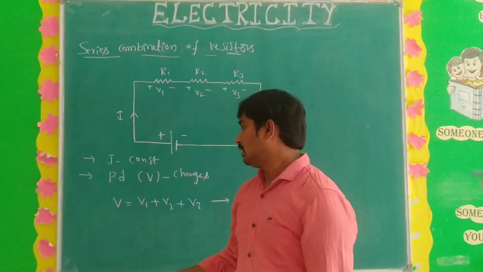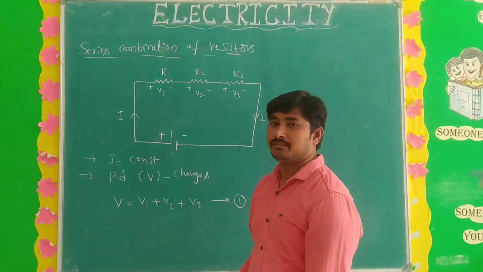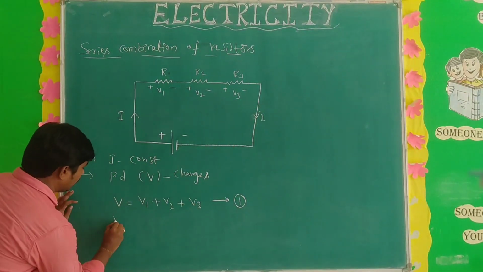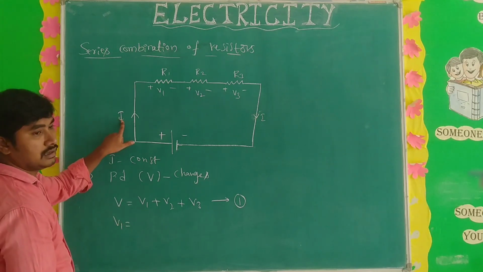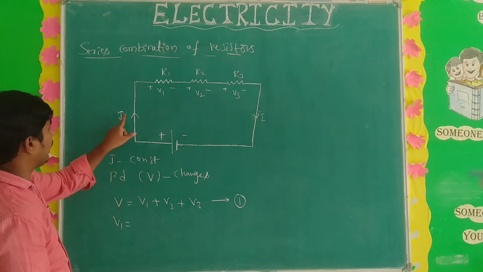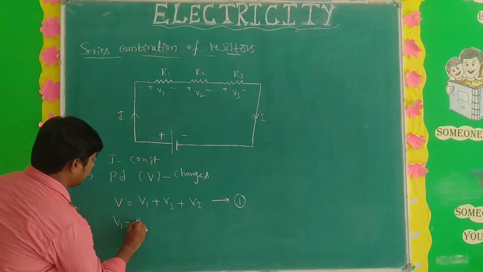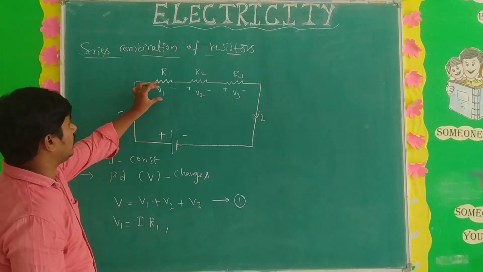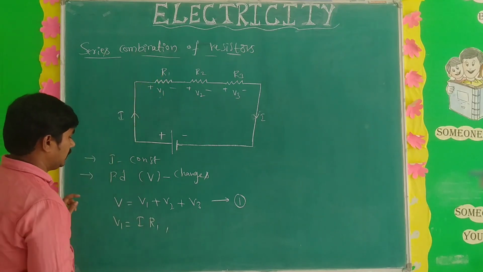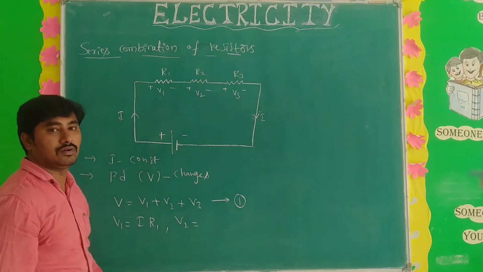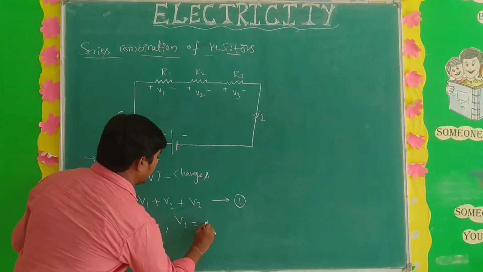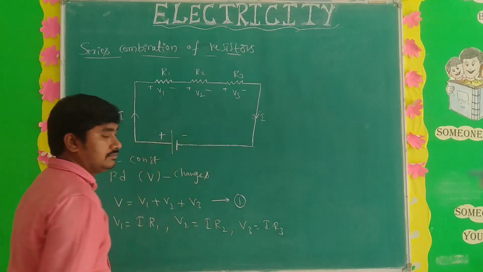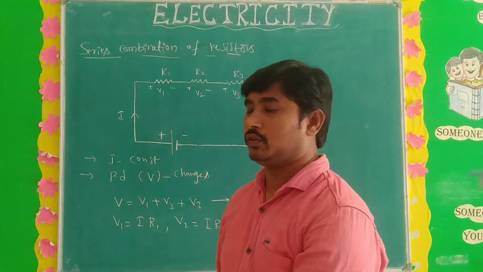So by using that formula, how to find V1, V2, V3? In V1, what is the voltage? See here, V1 is equal to, here current how much? What is the formula for potential difference? V is equal to IR. But here current is I, and resistance here is R1. So V1 is equal to IR1. Next, V2 is equal to IR2, and V3 is equal to IR3. Understand? That is the V1, V2, V3 values.